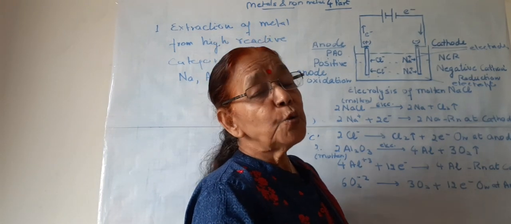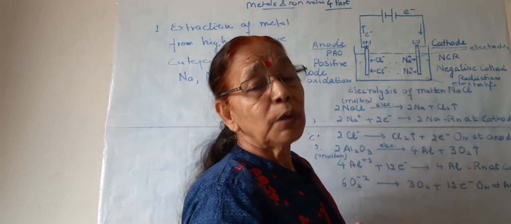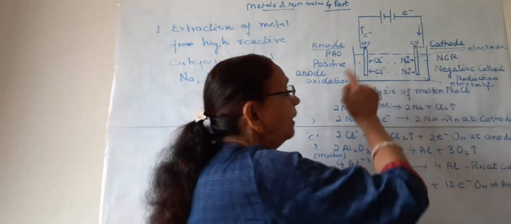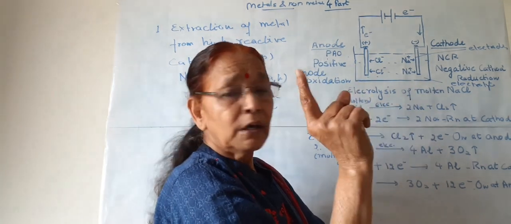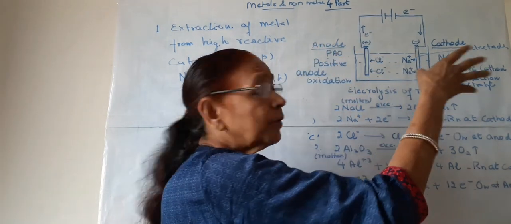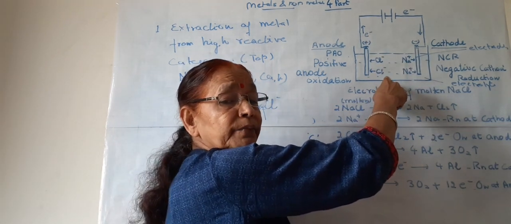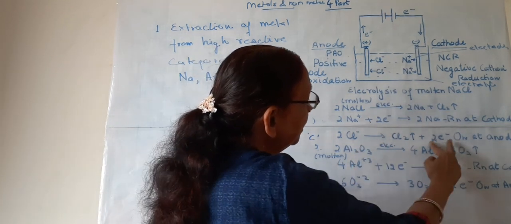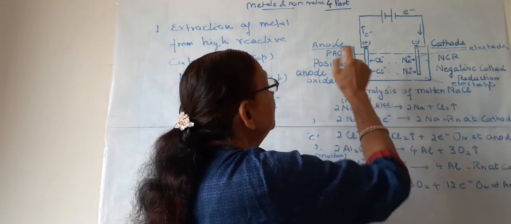Cl has 2, 8, 7, so it has 1 electron less than a full shell. Sodium has 2, 8, 1, only 1 electron in the last shell, so it gives 1 electron to chlorine and both have 2, 8, 8. In the last shell they have 8 electrons, 1 electron more for chlorine. That's why chlorine has a negative charge. They want to lose this electron, and each chlorine ion loses one electron. So 2Cl⁻ losing 2 electrons becomes Cl₂. Chlorine gas is formed at the anode.